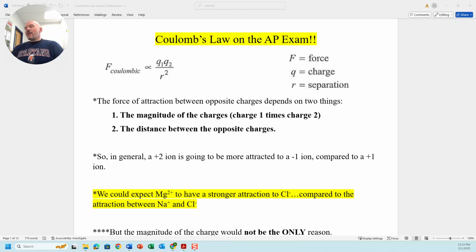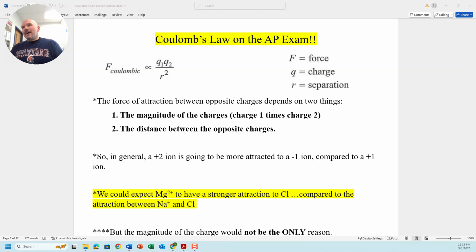And you're not always having to refer to Coulomb's law, but a lot of times you will. So you want to know how to explain why things are the way they are based on Coulomb's law. Just fully understanding what Coulomb's law is telling you can help explain all the periodic trends.